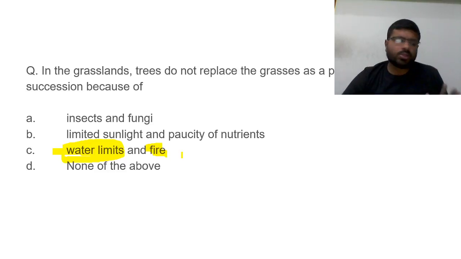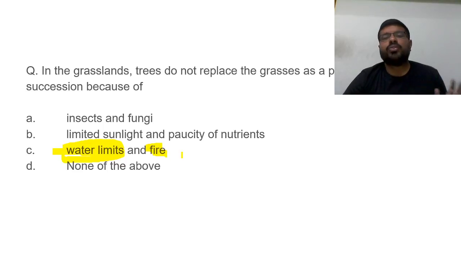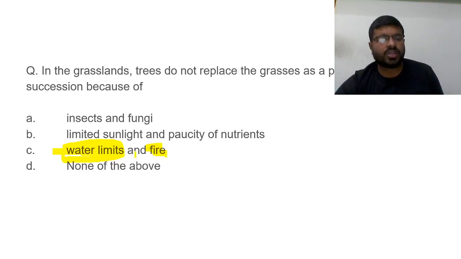You should be thorough with conceptual clarity. Without this conceptual clarity, you cannot answer these kinds of questions. That's a very, very important point. Now let's see the other options, just for your curiosity. Limited sunlight: there is no concept of limited sunlight in a grassland. Grasslands usually have decent sunlight. Insects and fungi are not the primary indicator. It is always the water limits.